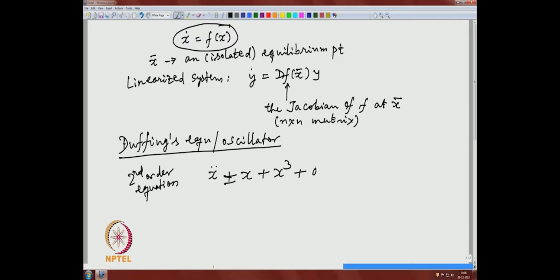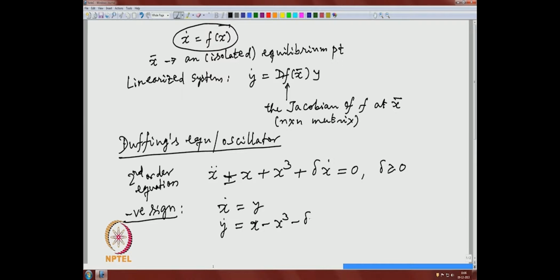x double dot plus or minus x plus x cube plus delta x dot is equal to 0, delta is positive. Let me just concentrate on the negative sign, and the positive sign is similar. In fact, there is only one equilibrium point in that case. Let me write that negative sign as a system: x dot equal to y and y dot equal to x minus x cube minus delta y.